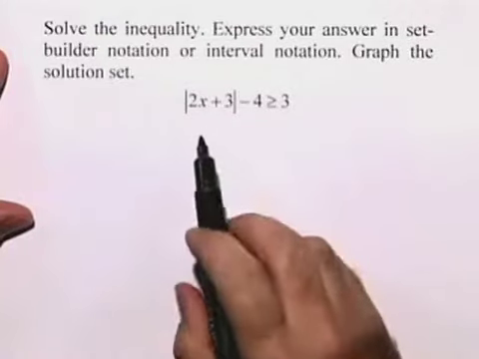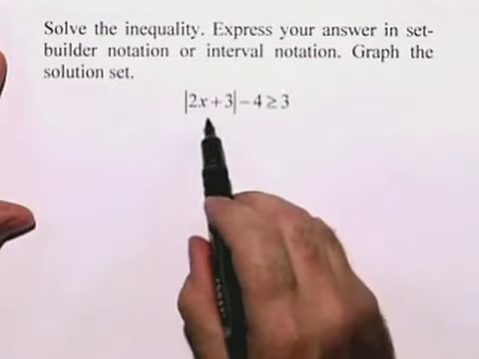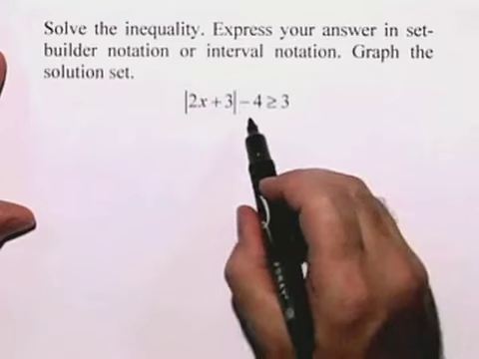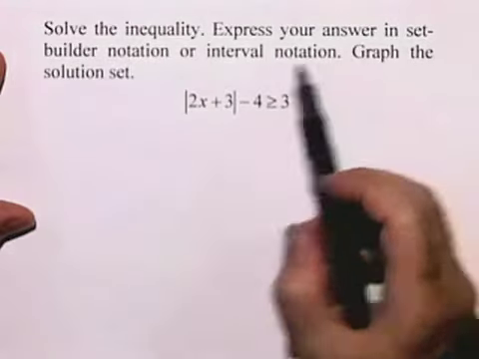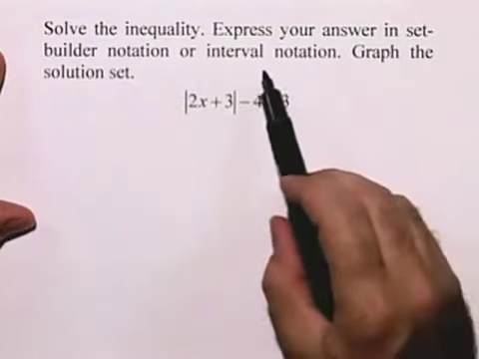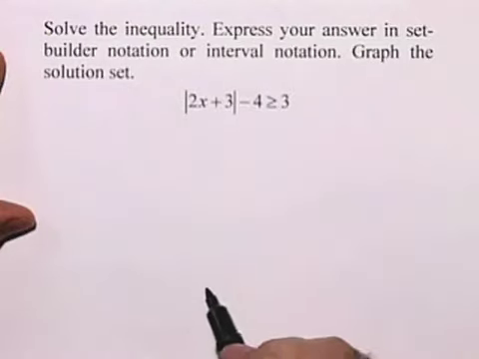In this problem, we're going to solve an absolute value inequality. We want to solve the inequality, the absolute value of 2x plus 3 minus 4 greater than or equal to 3. We're going to express our answer in set builder notation or interval notation and then graph the solution set.